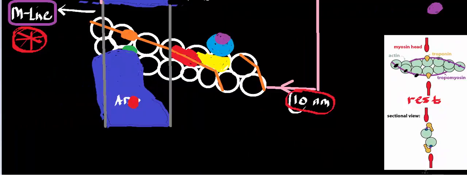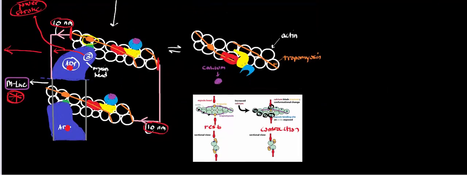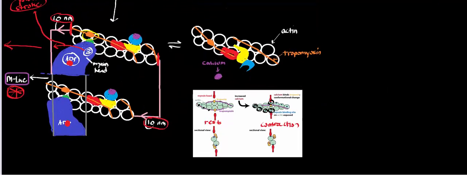And then what happens is something referred to as the power stroke. Notice myosin rotates, and it pulls the entire thin filament with it, because it's attached to the thin filament through actin. And so what I get is approximately a 10 nanometer migration towards the M line, and that's per power stroke. So hopefully that video made a little bit of sense.